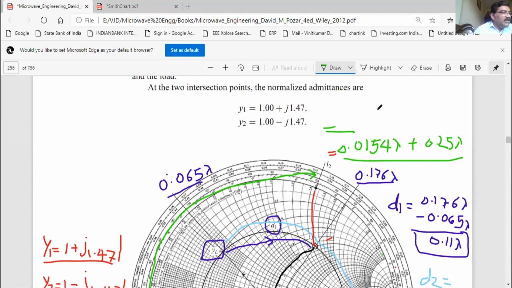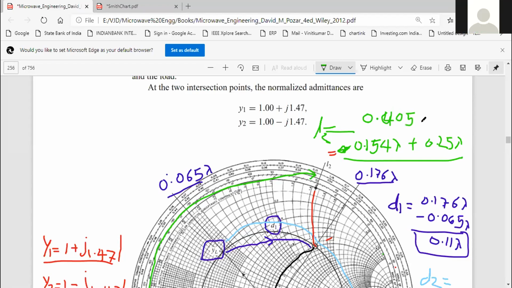So you will get how much? This is L2. No, no, 0.2654 is something wrong. It should be this much: 0.154 plus this. So it will be 0.4, 0.405. Am I right?